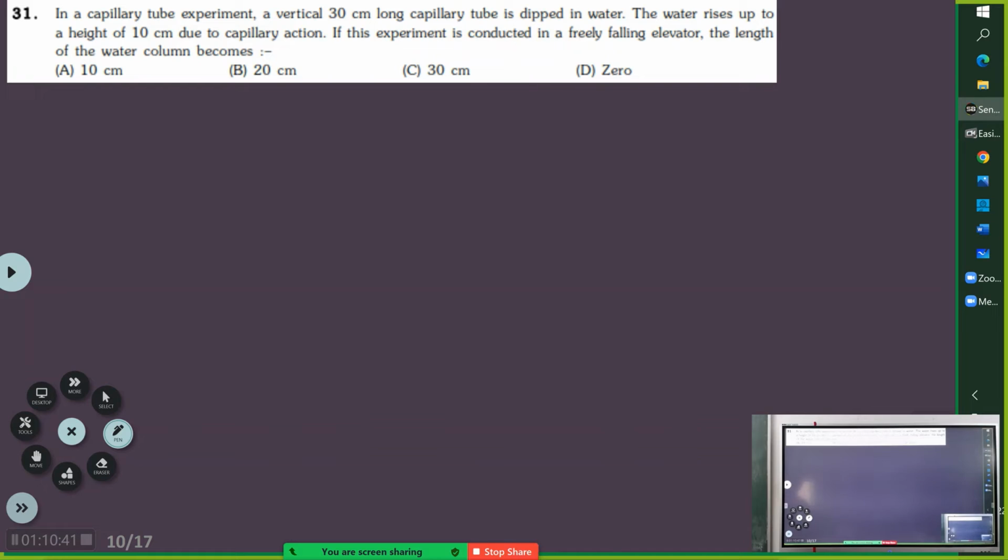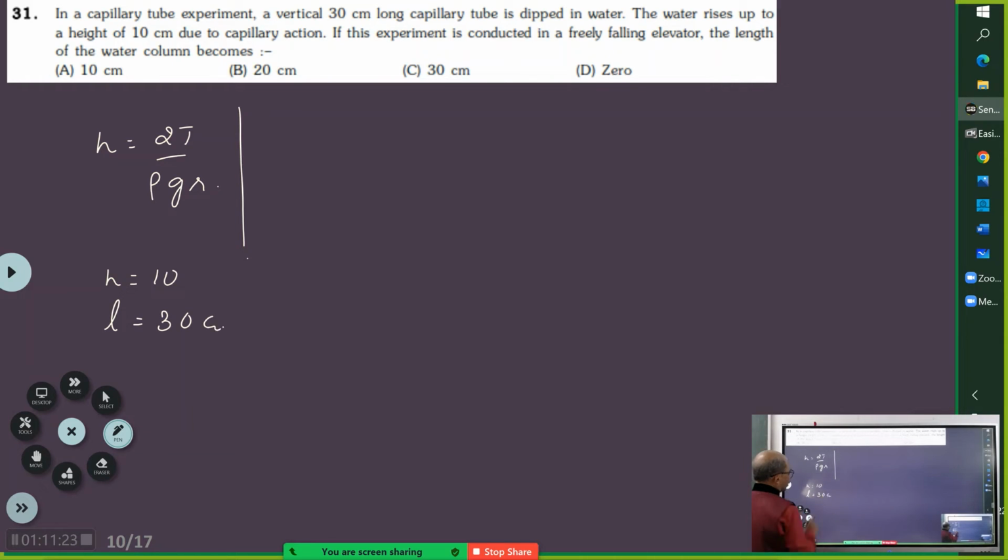So solve this problem. 30 centimeters long, the water rises up actually. This experiment is conducted in a free falling elevator. The length of the water column. So again here, h is equal to 2T by rho g r. In a particular elevator experiment, it will be up to 30 centimeters. If the experiment is conducted in a free falling elevator, the tube dipped in water rises up to 10 centimeters. So the height to which it will rise is 10 centimeters and the length of the tube is 30 centimeters, when g is 10 meters per second squared. Now in a free falling elevator, what happens?